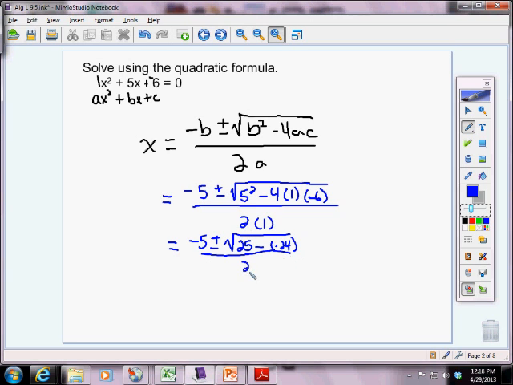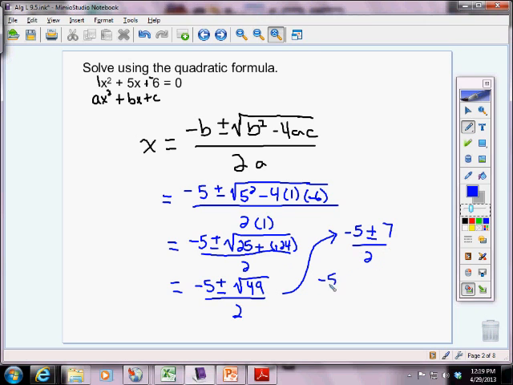And 2 times 1 is just 2. Okay, continuing. Negative 5 plus or minus the square root of, keep, change, 24 plus 25 is 49, all divided by 2. Now, we need to do two things with this. We need to add it, and then we need to subtract it. So I'm going to come up here a little bit. This ends up being negative 5 plus or minus square root of 49, which is 7, divided by 2.